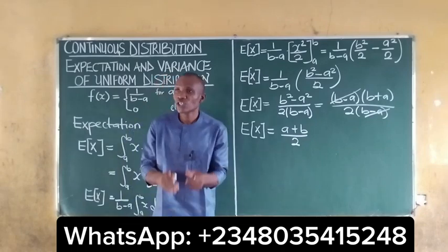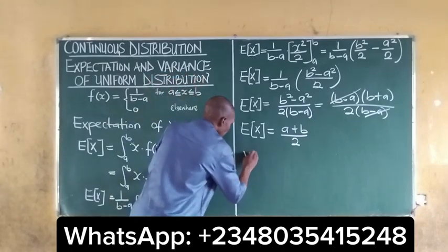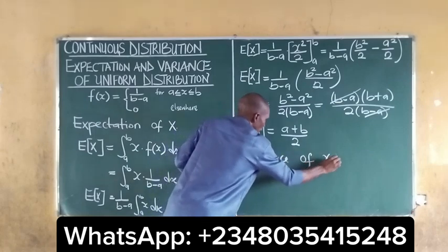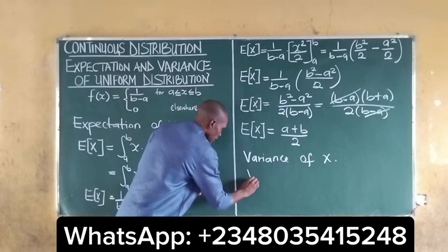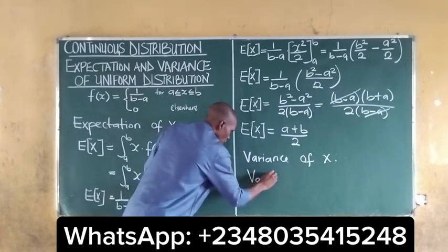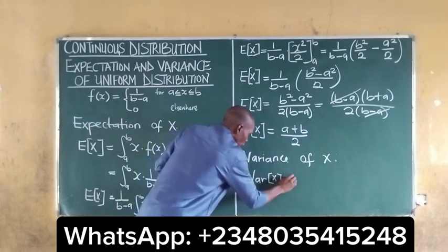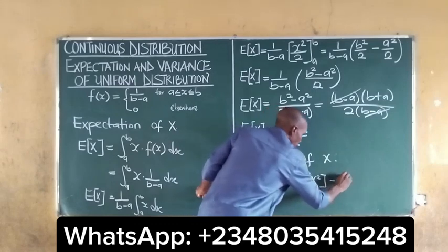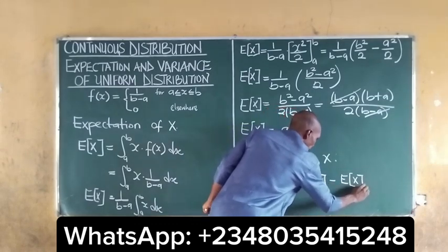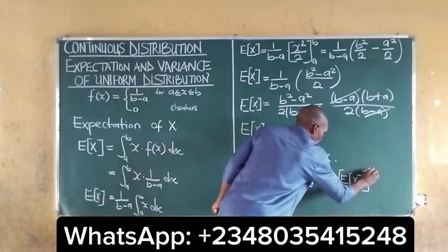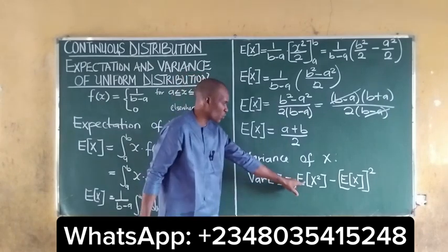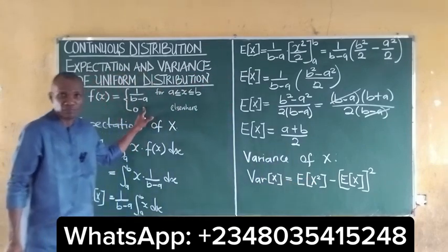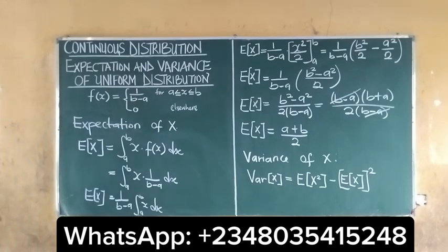The next thing to do is to look for the variance. The variance of x. Of course, we should note that the variance of x is equal to the expected value of x squared minus the expected value of x all squared. Now, this is what we are looking for. What is the expected value of x squared? We'll come over to this side to find the expected value of x squared.